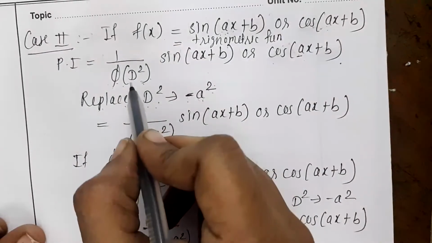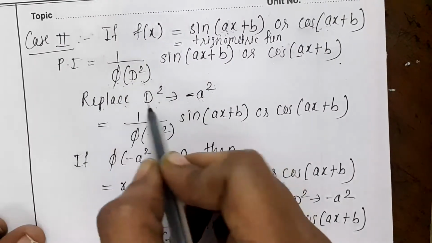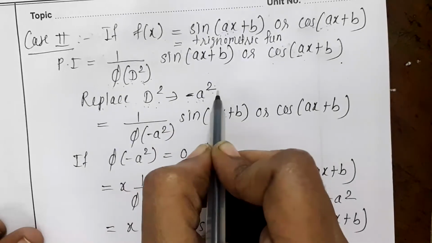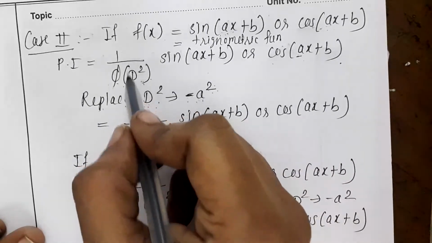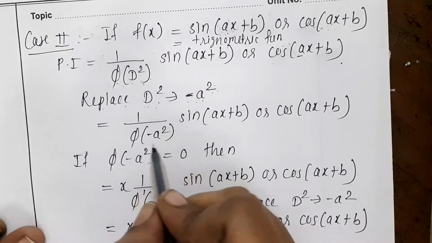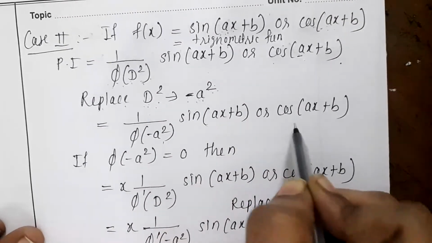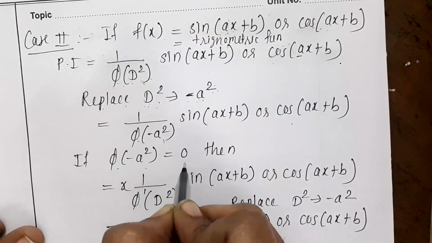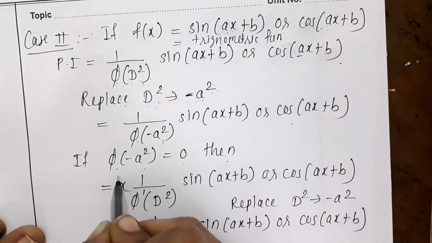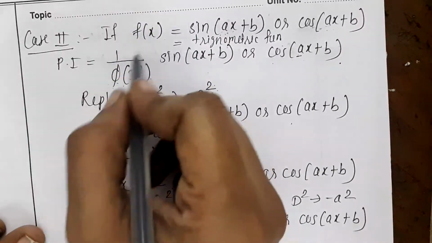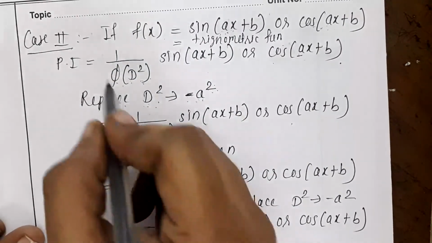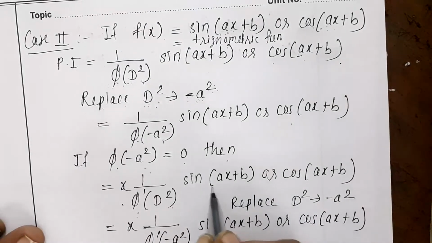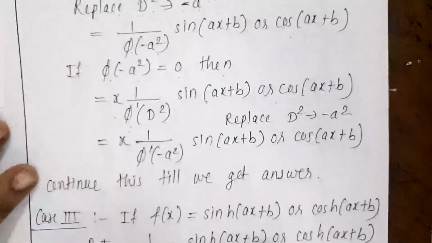So whatever the terms in phi of D, the replacement is only for the D square term. So D square is replaced by minus a square. Now if we replace this D square by minus a square, it becomes 1 upon phi of minus a square into the sine or cos term. So if phi of minus a square is equal to 0, then we multiply this whole term by x, multiplied by 1 upon the derivative of this phi of D square, which is phi dash of D square, multiplied by the trigonometric terms sine and cos.